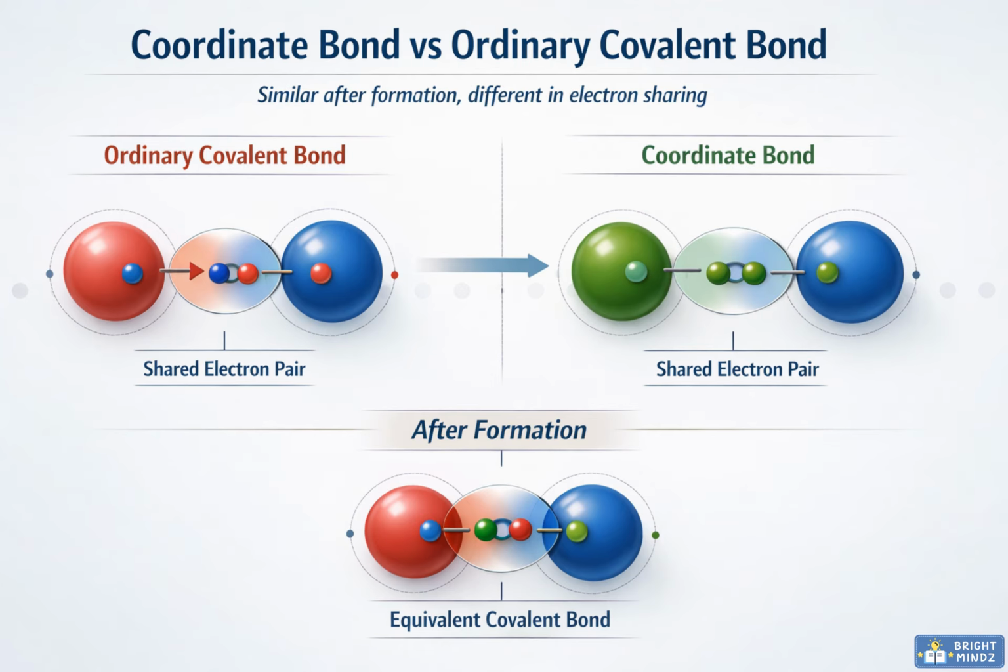The key difference is the source of the shared electron pair. In an ordinary covalent bond, each atom contributes one electron. In a coordinate bond, one atom donates both electrons, usually from a lone pair. But after the bond has formed, the result is essentially the same. The atoms share that pair. So a coordinate bond is not a weaker or separate kind of bond after formation. It is covalent in behavior, but different in origin.